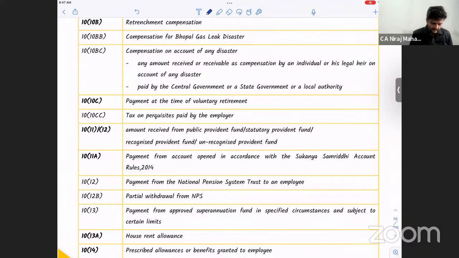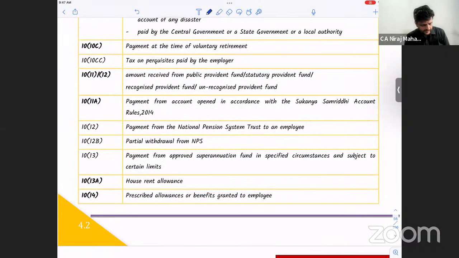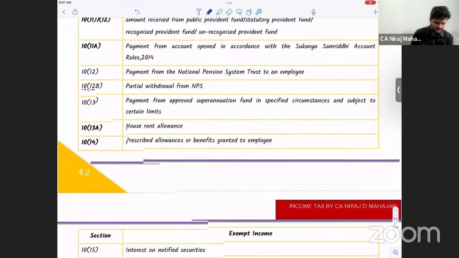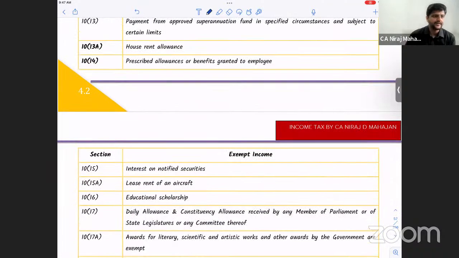Isn't it, everybody? Payment at the time of voluntary retirement, then check 10, 11, 12. Amount received from public provident fund, statutory provident fund, recognized provident fund. So there will be lots of such incomes. 10.13A, house rent allowance. Then 10.14, some other allowances.